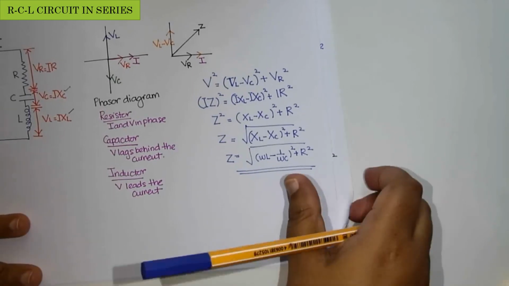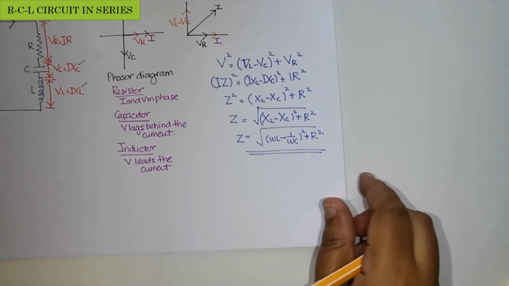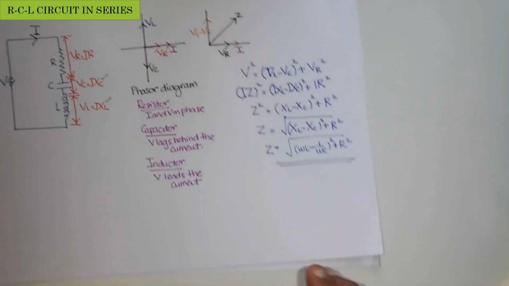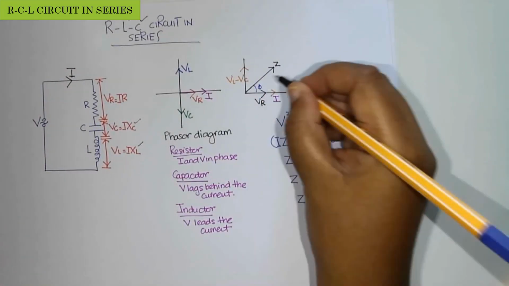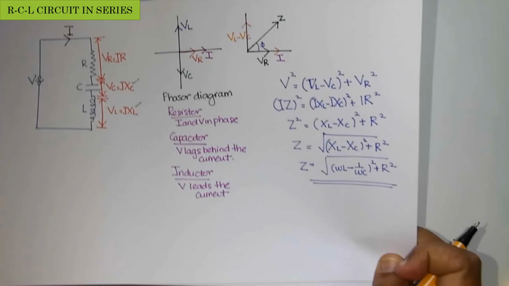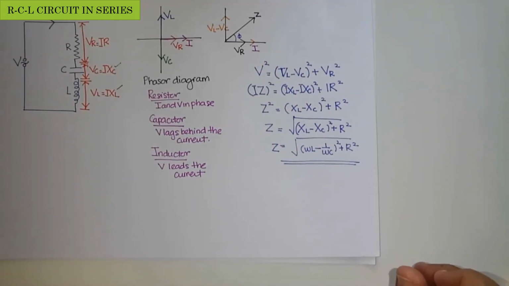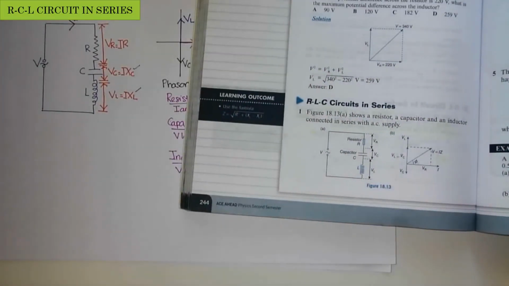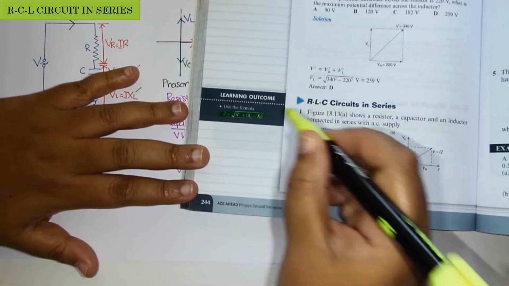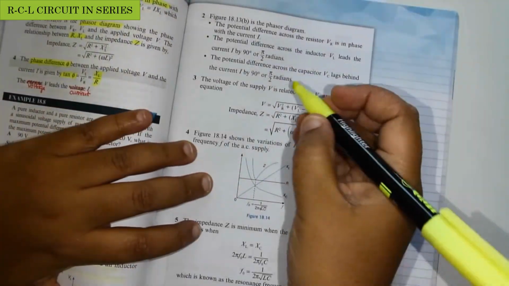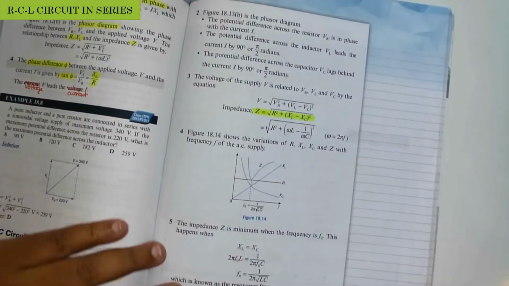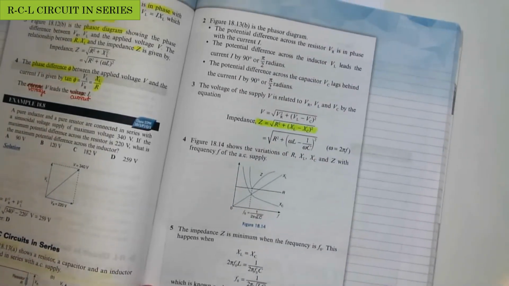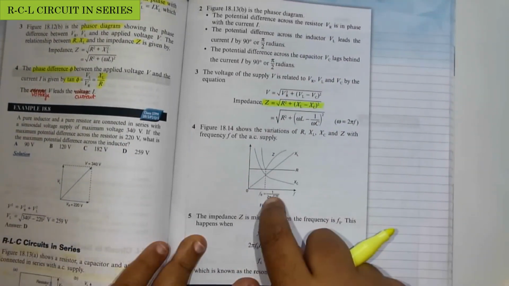Then we want to find tangent theta. We can go ahead and find the angle, which is the phase difference. We can do that, which I've already taught you all. So this is how. They want us to use the formula. If you see under your learning outcome in your textbook, they want us to use the formula. So you have to learn how to use the formula. Then you see here they have this variation drawn in the graph.